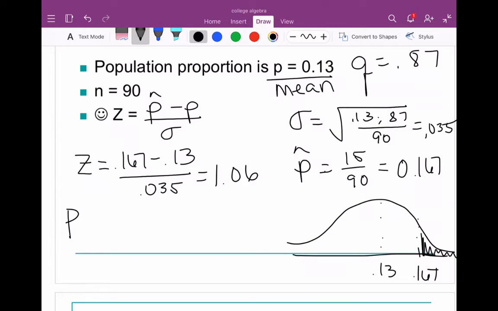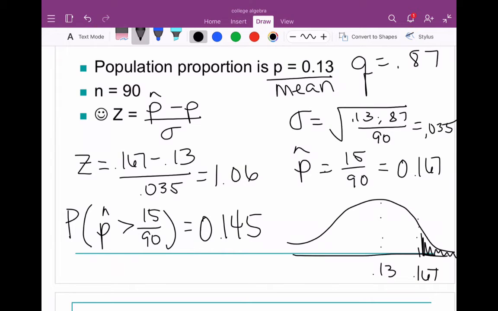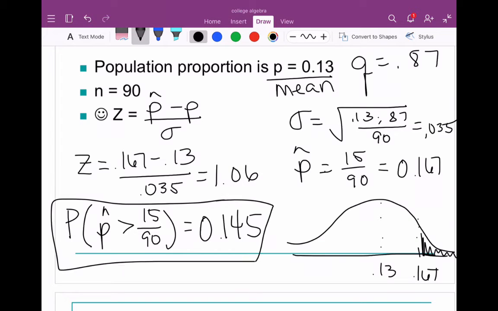So then the probability that our sample proportion is going to be greater than 15 out of 90 is equal to 14.5%, or 0.145, excuse me. And that would be our final answer.